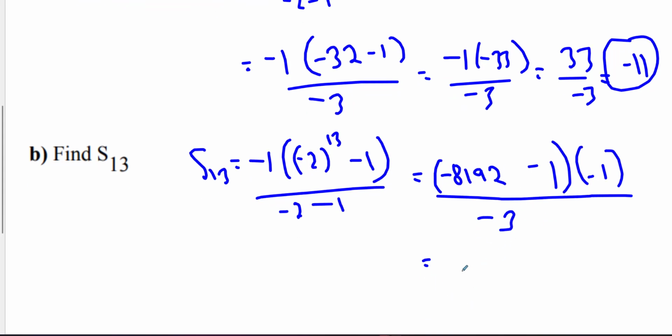All over -3. And that's just going to be -8193. And since I'm multiplying by -1, I'm just going to change it. I'm just doing that multiplication right now. Divided by -3. And let's do that. What is this value? 8193 divided by 3. And the answer is 2,731.